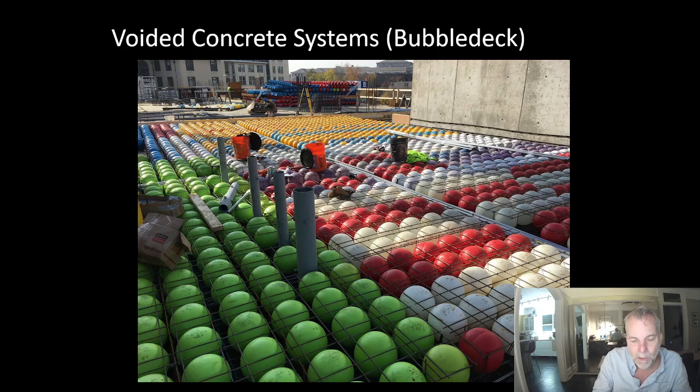Bubble deck has historically been a thick slab solution. You can imagine that the thinner the slab, the smaller the balls get. The smaller the balls get, the more balls you need. And the mesh that you see is what holds the balls in place and keeps them from migrating around. The smaller the ball, the denser the mesh. So the cost of bubble deck goes up as balls get small, as slabs get thin. So it's typically been a thick slab solution.